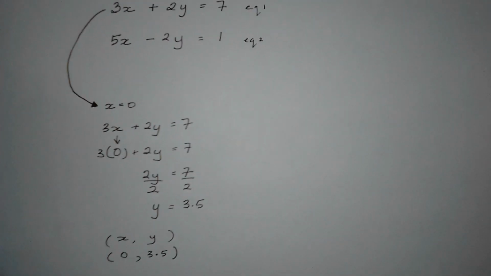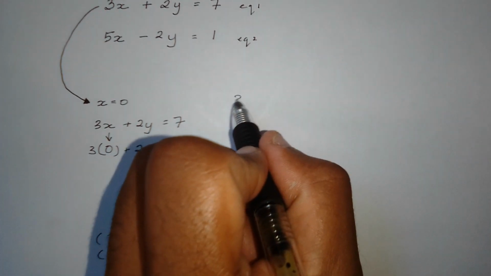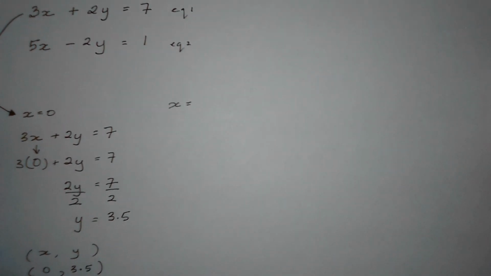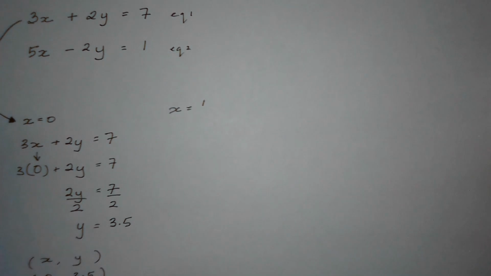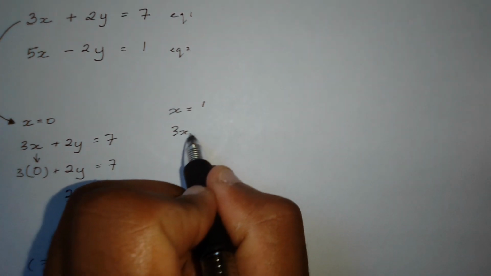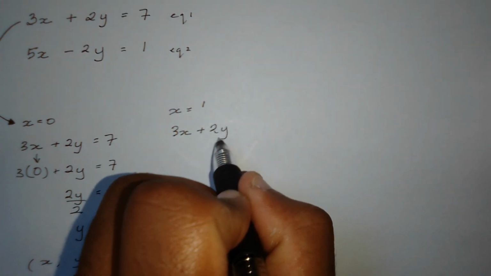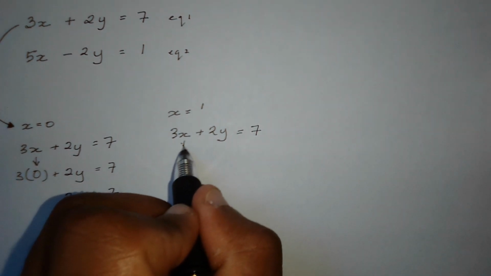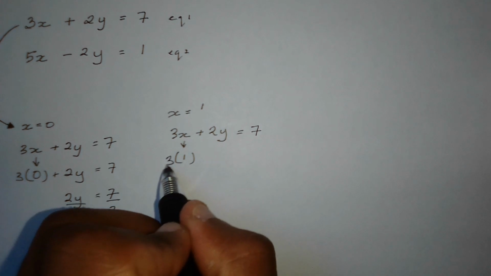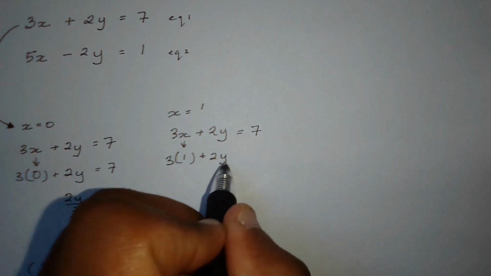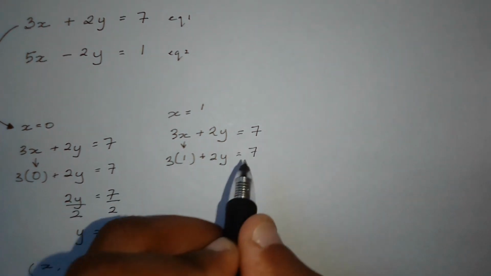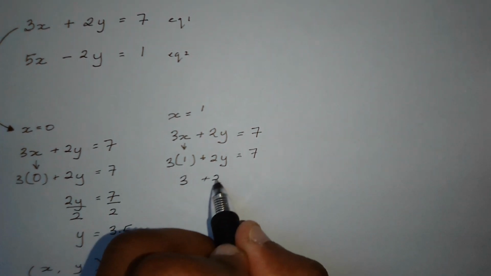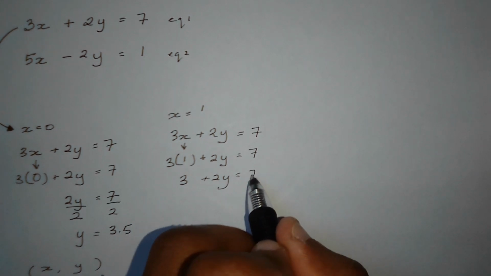We need another point, right? So I'm going to say, okay, when x is equal to, let's try 1, when x is equal to 1. So I'm going to say, okay, 3x plus 2y is equal to 7. And we're going to change out that x for 1. Put back everything behind it and what was in front of it. So 3 times 1 is 3. 3 plus 2y is equal to 7.